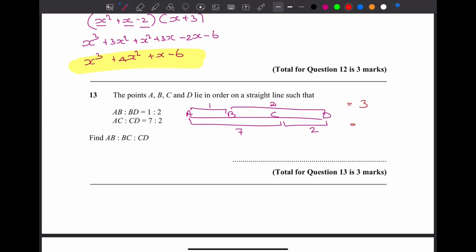1 add 2 is 3. 7 add 2 is 9. We can make 3 go to 9, so we can make it look like that. Times it by 3. So times it by 3, that makes it 6. Times it by 3, that makes it 3's. So you know for a fact AB is 3. A to B is 3, you could tell. A to C is 7. So B to C is 7 take away that 3, which is a 4. So B to C is a 4. C to D you could just say is 2. So 3 is to 4 is to 2.